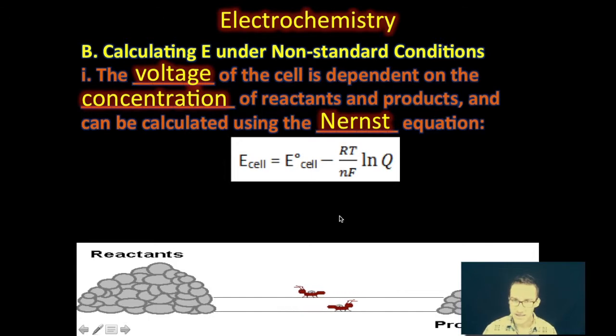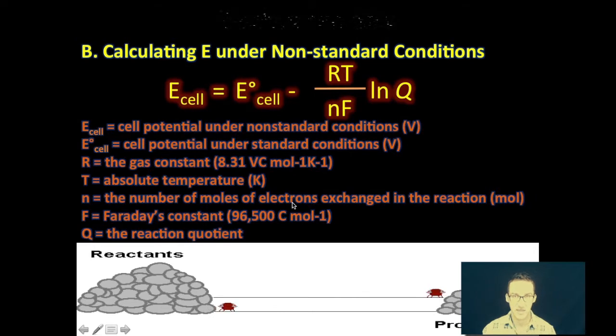However, I find it helps me to better understand what's going on when we're at non-standard conditions. And so I would encourage you to commit this equation to memory because you can still use this on, say, a free response when you're trying to explain what's happening under non-standard conditions.